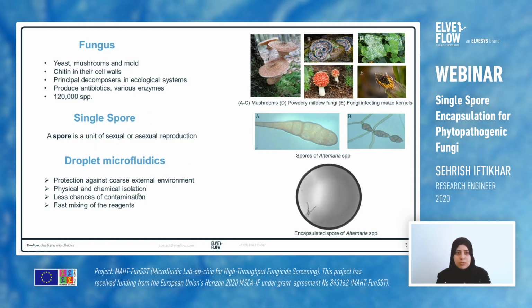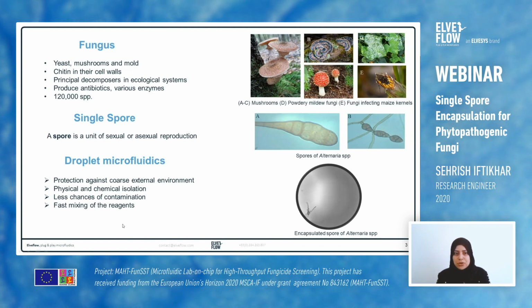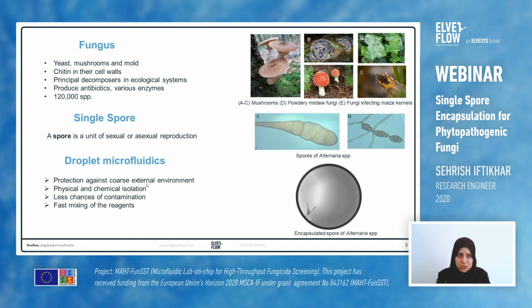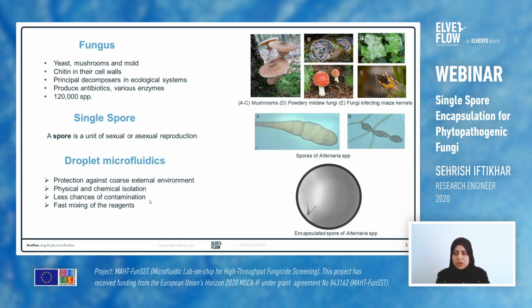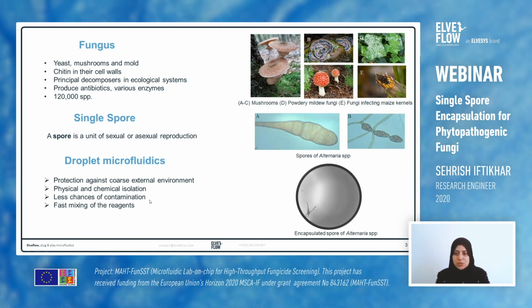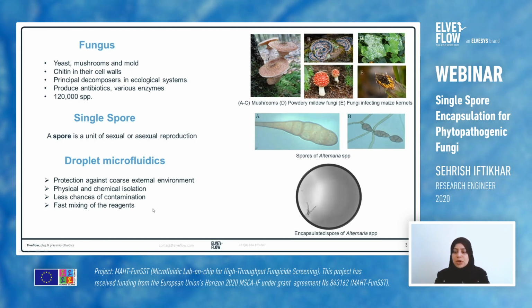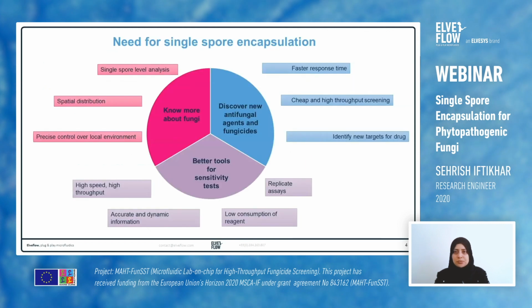So we are going to get benefits from some of the advantages of droplet microfluidics, which include that they can protect the encapsulated spore from the coarse external environment, as well as they will provide the physical and chemical isolation of the spores, and there will be less chances of contamination from the other organisms like other bacteria or fungi when the single spore is encapsulated in the droplets. And also there will be fast and very efficient mixing of reagents within the encapsulated spore if we want to perform some assays where mixing is required.